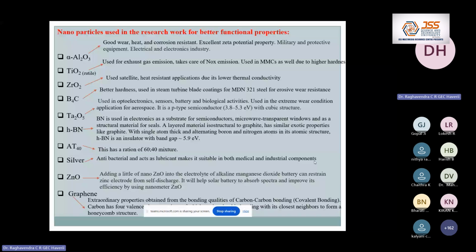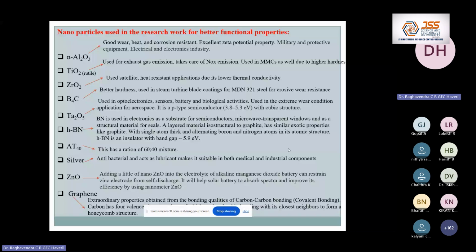Then the titanium oxide is used for exhaust gas emissions. They are also blended with alternative fuels in order to reduce gas emissions like NOx and COx. It is used in MMCs, well, due to its higher hardness.